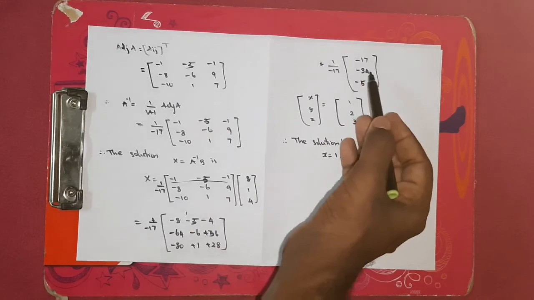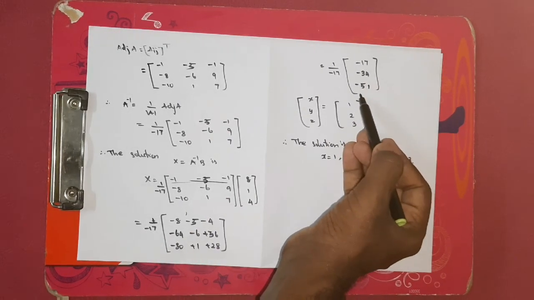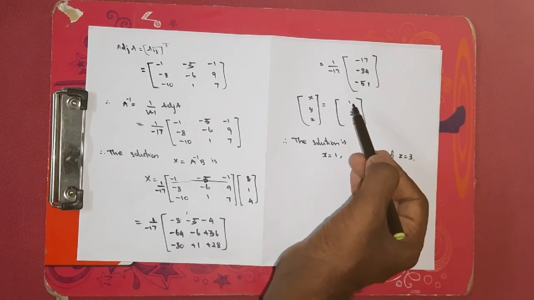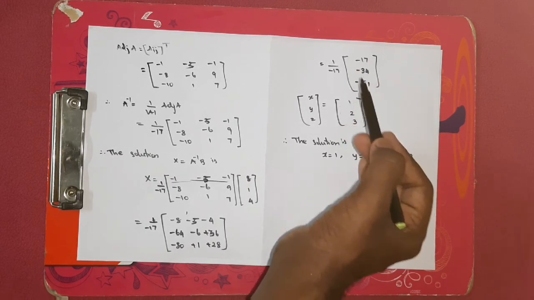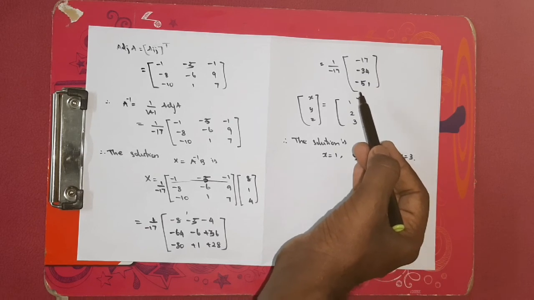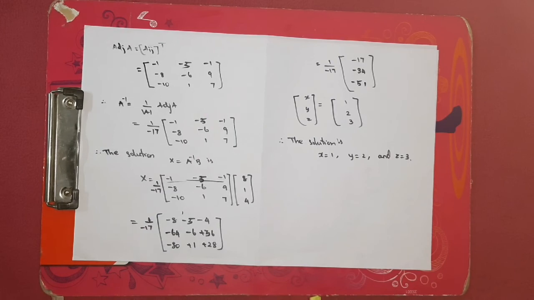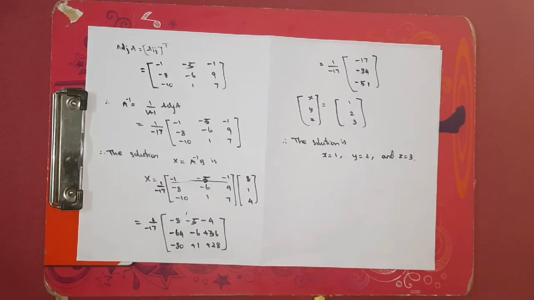When you solve this, you get minus 17, minus 34, minus 51. When you divide minus 17 by minus 17, the answer is 1. When you divide minus 34 by minus 17, the answer is 2. When you divide minus 51 by minus 17, the answer is 3. So therefore the value for x is 1, y is 2, and z is 3.